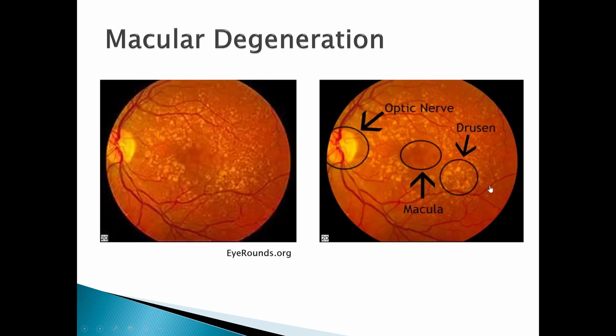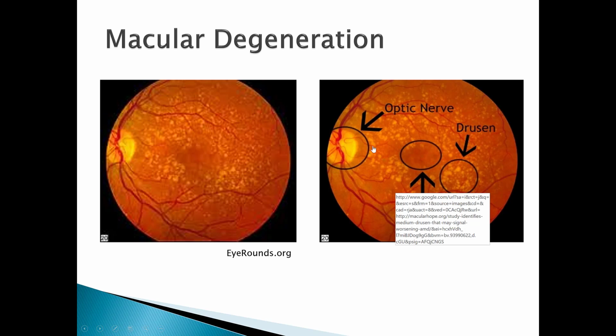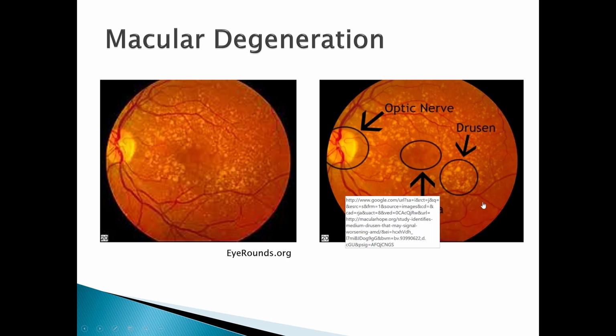So this is what macular degeneration looks like. Right here on the picture on the right-hand side, you can see these yellow spots. This is considered drusen, and here is the macula. So you're going to have yellow drusen spots that surround the macula. Again, it's very hard to visualize this in a non-dilated eye.